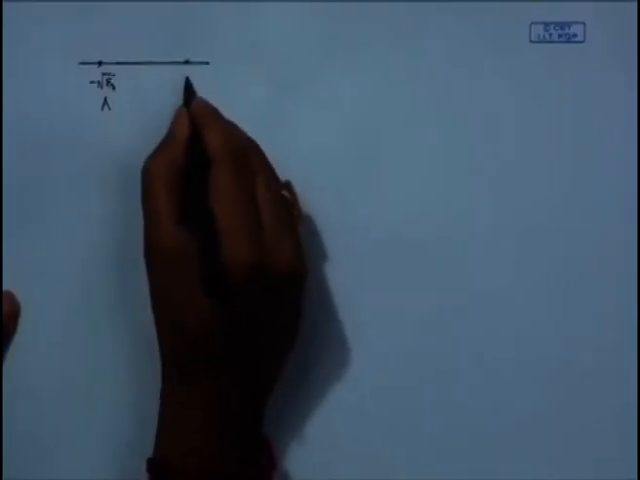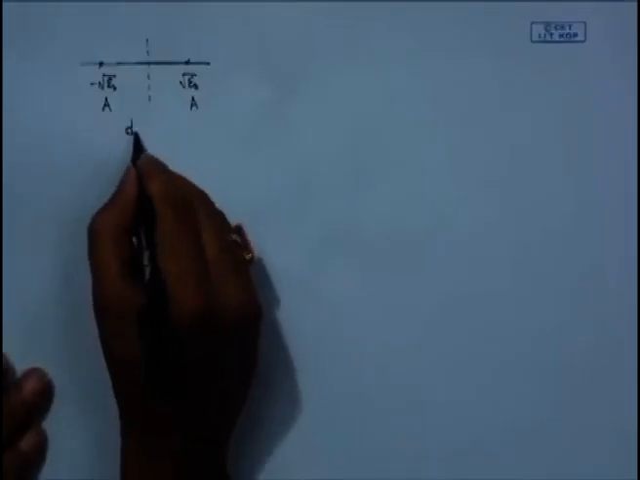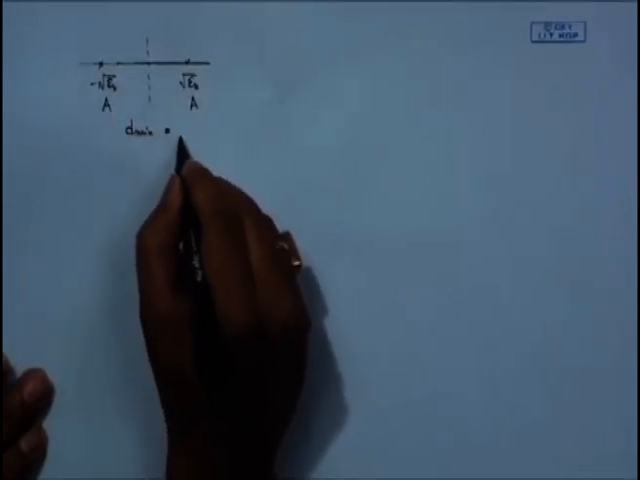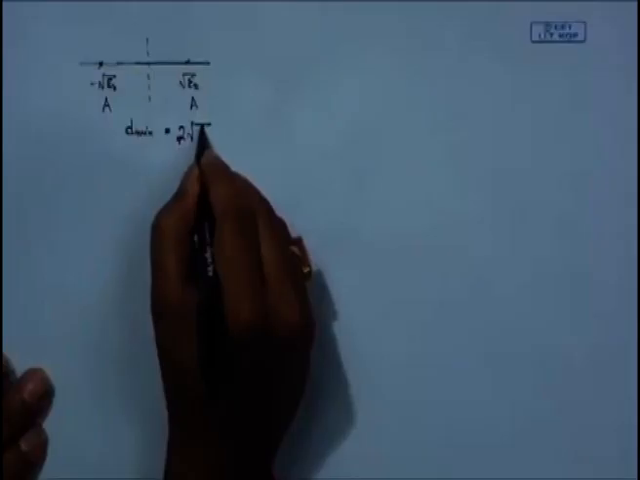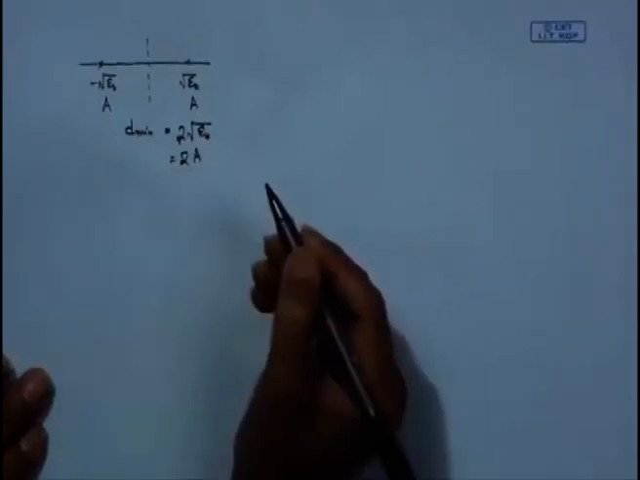where we have one symbol at minus root Eb and another symbol at root Eb, and this could also be written as A. So for this situation we can always write that d min, that is the minimum distance between the constellation points for this simple case, is equal to 2 root Eb, which is also 2 times A.